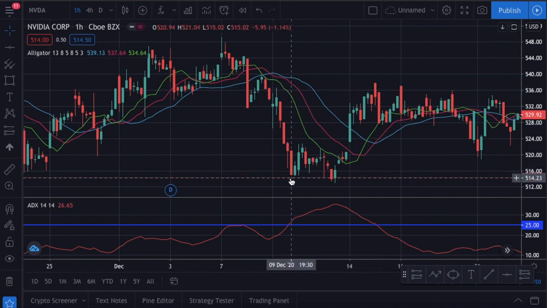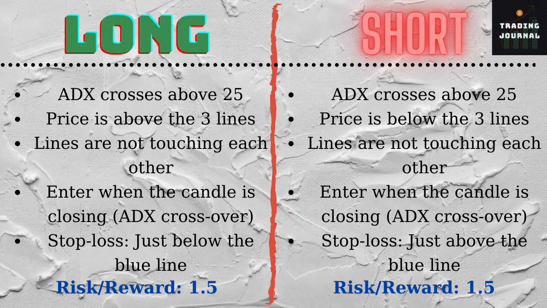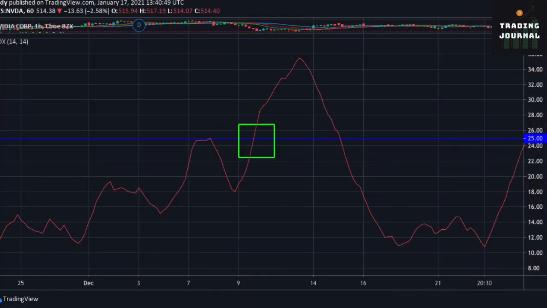If it sounded complicated, don't worry. I will give you a cheat sheet with the rules to follow. Our first rule is the same for both the long setups and the short setups. We will enter the trade when the ADX value crosses above the 25 level. So the ADX indicator will give us the entry signals, as I told you.